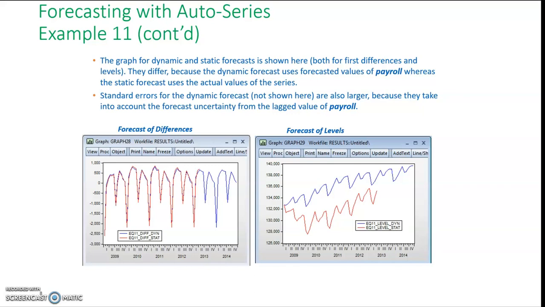Standard errors for the dynamic forecast, which are not shown here, are also larger because they take into account the forecast uncertainty from the lagged value of the payroll. So in both of these graphs, this blue line shows dynamic equation forecasting, and this red line shows the static. Similarly, at levels, this red one is static forecasting, and this blue one is the dynamic forecasting.